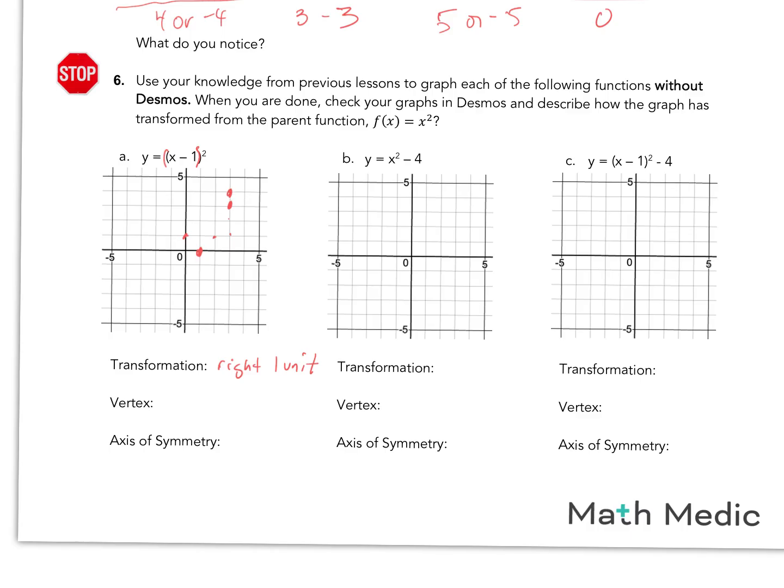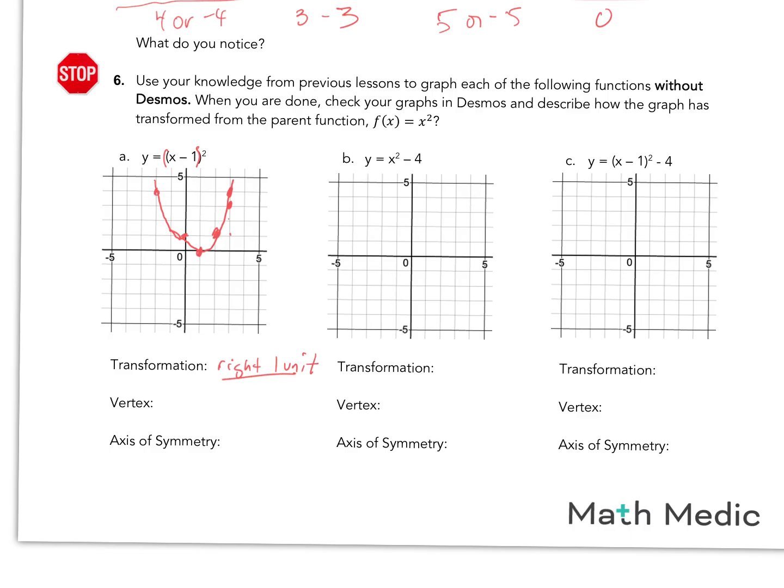Should be up at 4. Apologies. Okay, and we're going to get this smooth curve like that, going through these 2 points. So basically everything shifted right 1 unit.